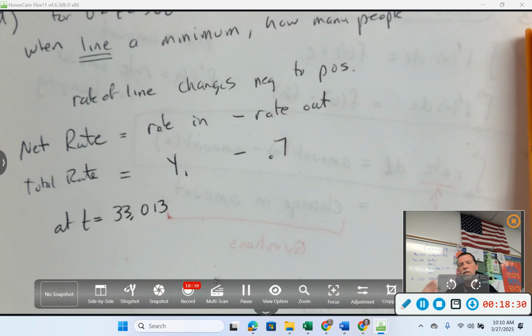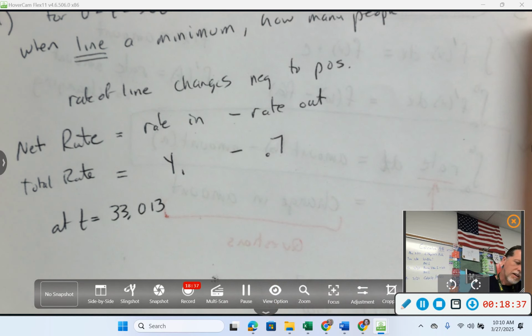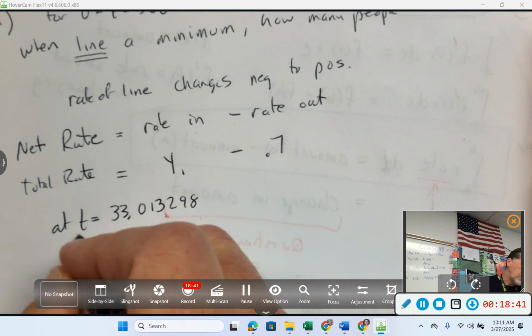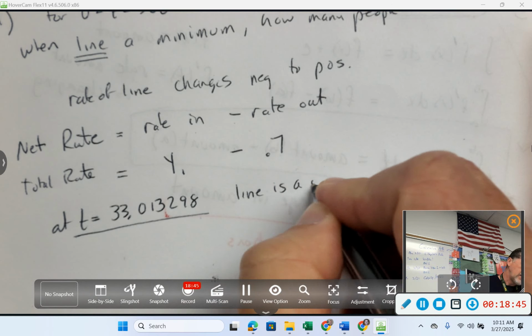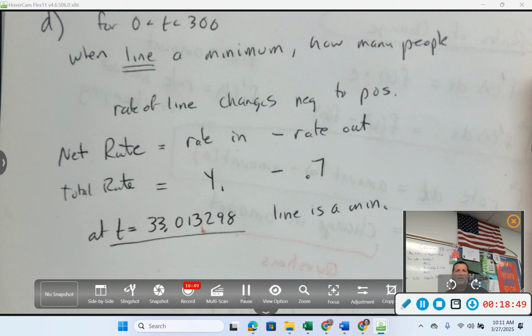Actually, I may need to carry more than that because I'm going to have to plug that in later to find out how many people there are. So 33.013298, just to make sure. Line is a minimum. So now I need to figure out how many people are in line at time equals 33.013298.